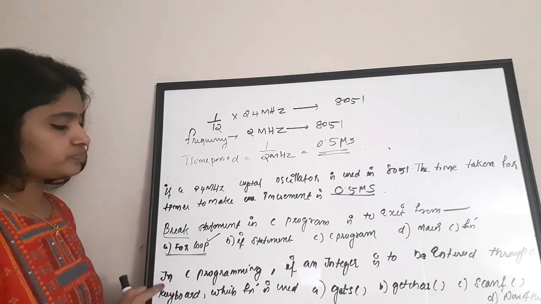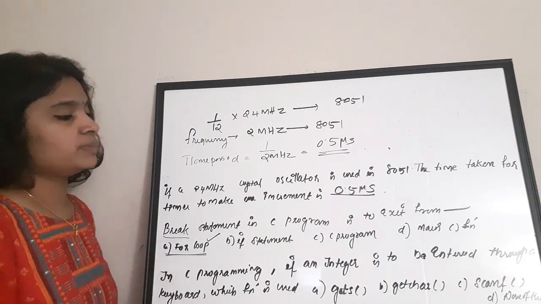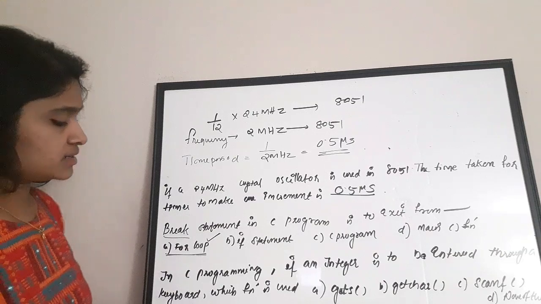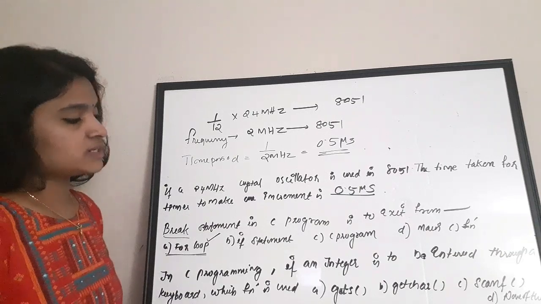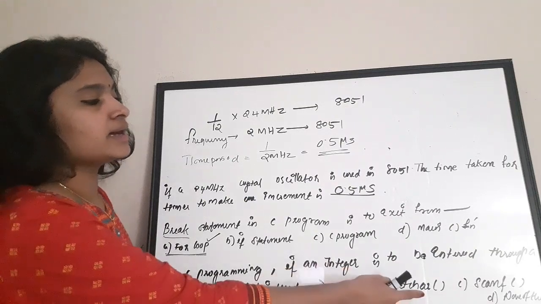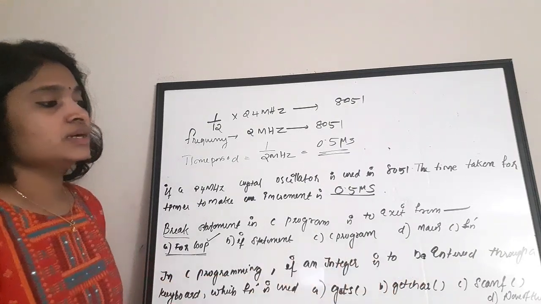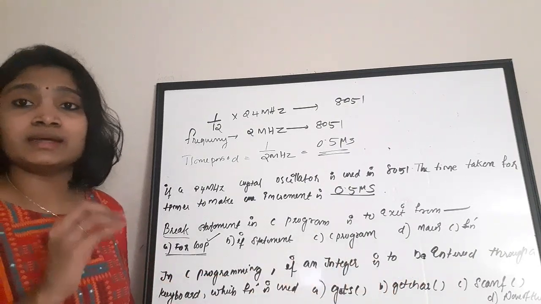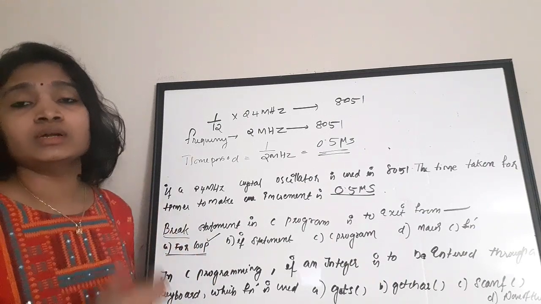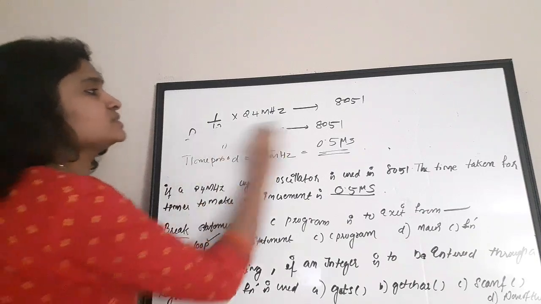Next question. In C programming, if an integer is to be entered through a keyboard, which function is used? Options are A, gets, B, getchar, C, scanf, D, none of these. In order to receive an integer value through the keyboard, we use the scanf statement.